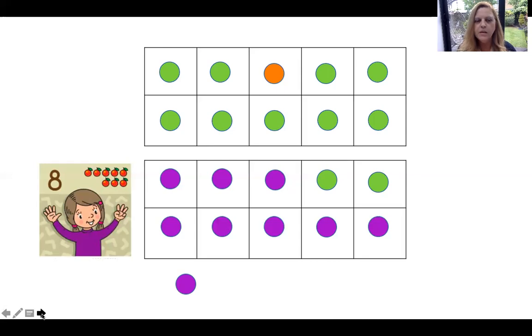8. And if we add the green dots, can you remember how many green dots we had? 10 and 2 more, 12. 12 green dots, and that makes all together equals 20. So 8 add 12 equals 20.